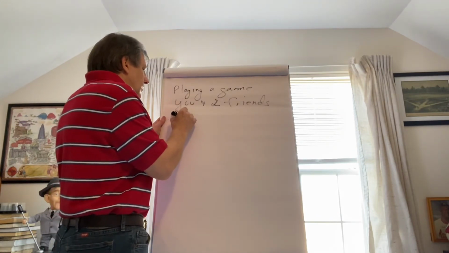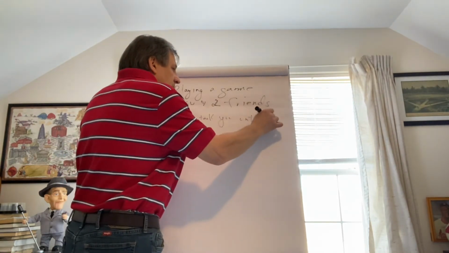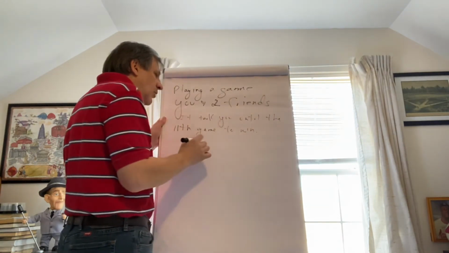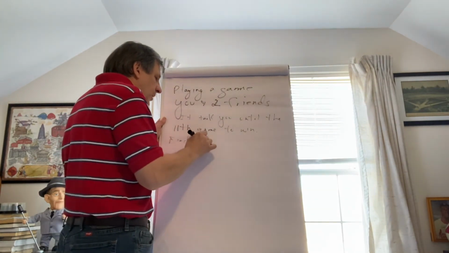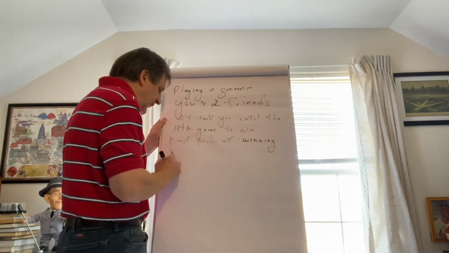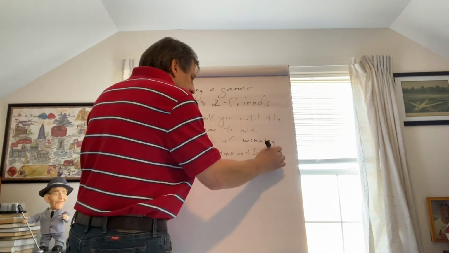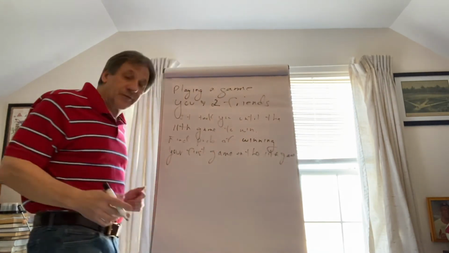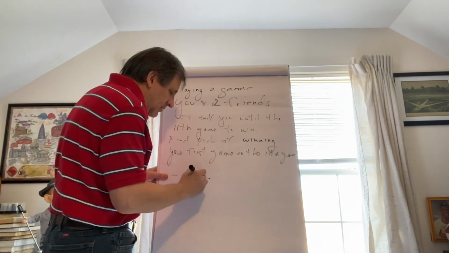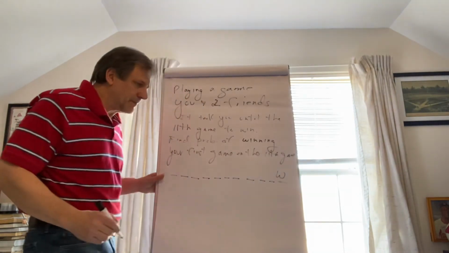And let's just say it took you until the 11th game to win. And you ask, find the probability of winning your first game on the 11th game. Seems a little confusing, but here's what you do. First thing I would do is write out dashes to represent each event: 1, 2, 3, 4, 5, 6, 7, 8, 9, 10, 11. You win here, right? Let's start with that.